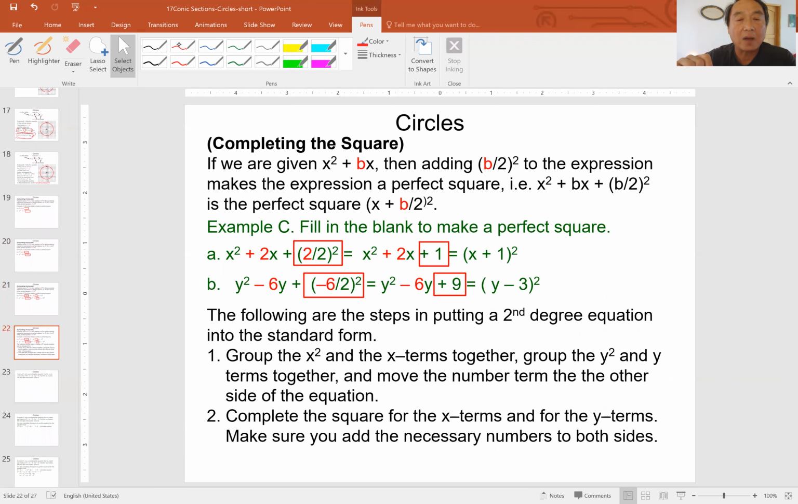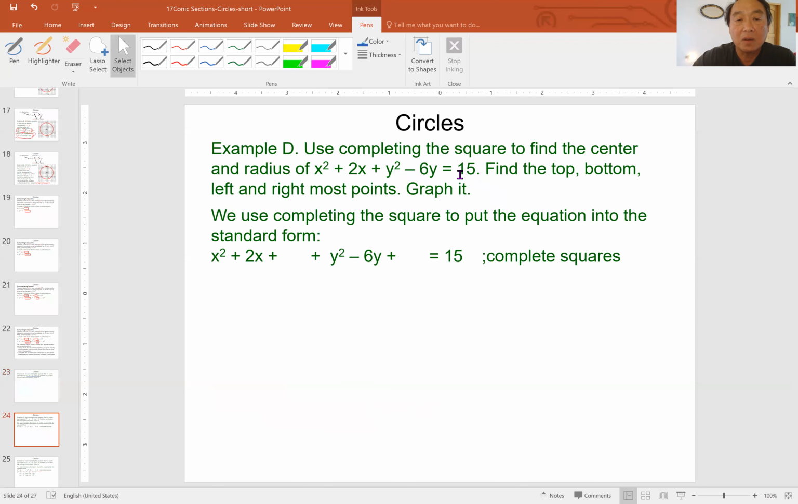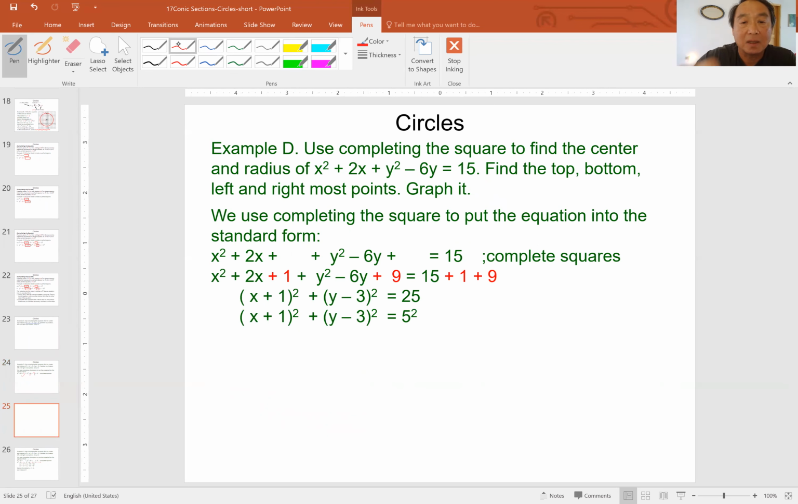So this is how I go backward. Given the expanded equation, here's how we go backward. We group the x terms. We add half of 2, which is 1, squared, so add 1. Add half of -6, which is -3, squared, that's 9. So add these to both sides. And now I get these perfect squares. So voila, we get back to the standard equation.